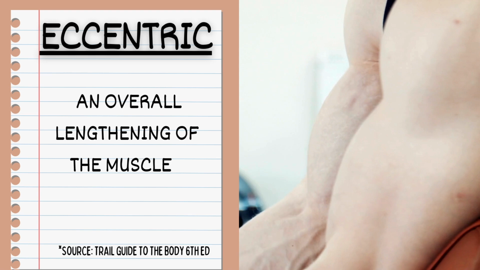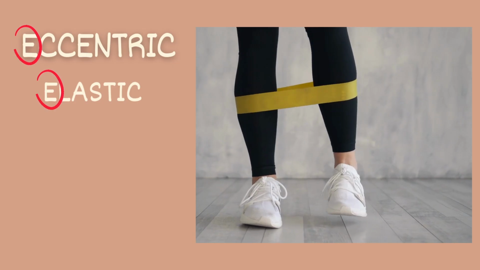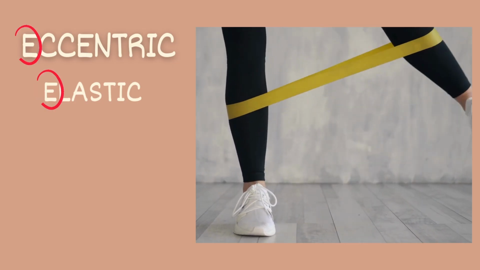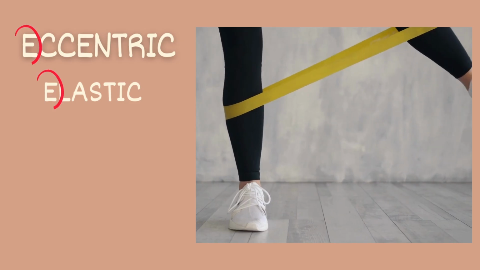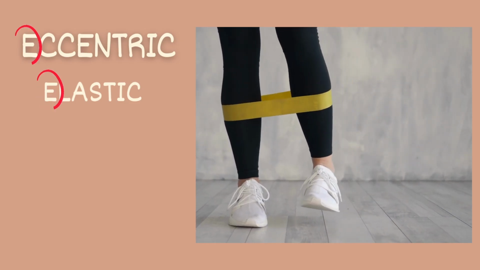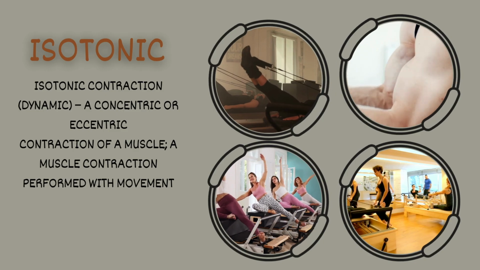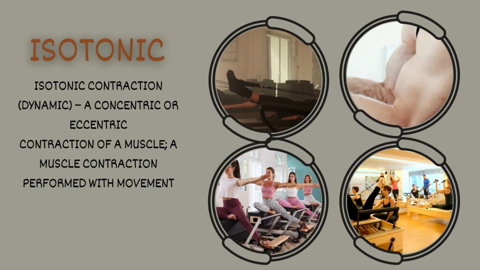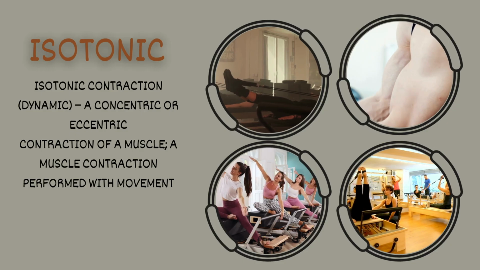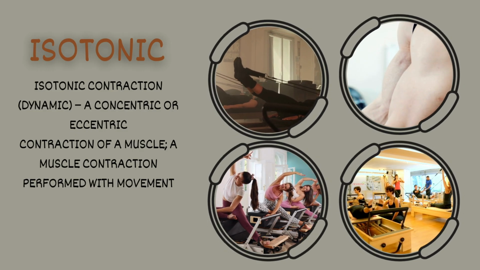Opposite to concentric is eccentric, a lengthening of that muscle. And what helped me to remember that is that eccentric and elastic both start with an E, and it's like you're lengthening that muscle like an elastic band. Both concentric and eccentric contractions are isotonic. That means that the muscles are moving. So any movement of the body is using isotonic contractions.